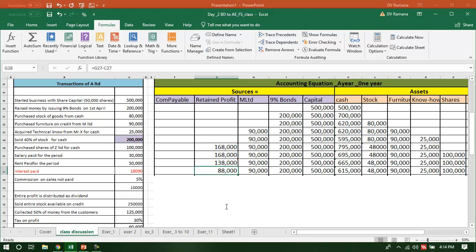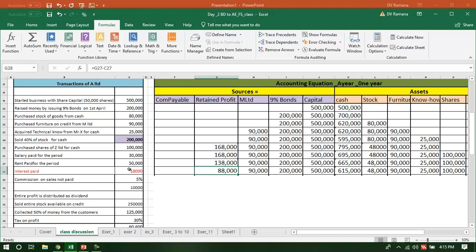Therefore, we are able to see that at any point of time, the accounting equation shows that if there is an asset, there has to be the corresponding sources. In this example, the sources are capital, 9% bonds, M Limited, the supplier of furniture, and the profit, which is a part of the shareholders' money.